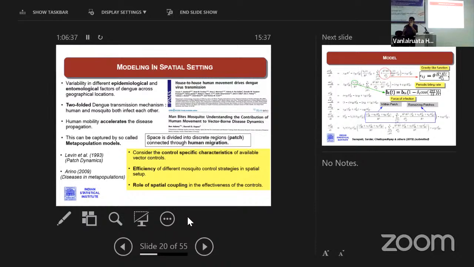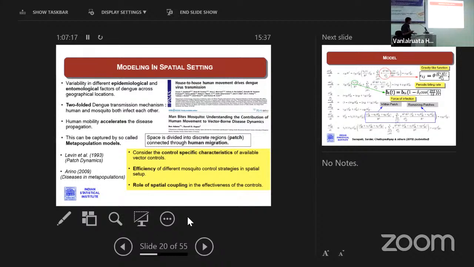Number two, I will take the interaction as a gravity-like function. Gravity-like function, you know, is proportional to the human population and inversely proportional to the distance. Gravity is m1 m2 over r square. So I use that to represent the dynamics. I use the gravity direction. Okay, so this is the basic principle of what I'm trying to do here.